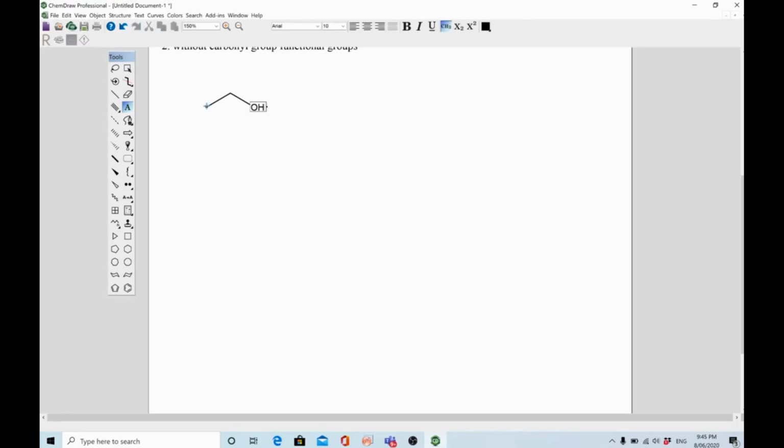OH, ROH. So OH, if you see, is the alcohol. By the way, if you see OH on the benzene ring, that is not alcohol. So that will be phenol. It's kind of a different functional group.